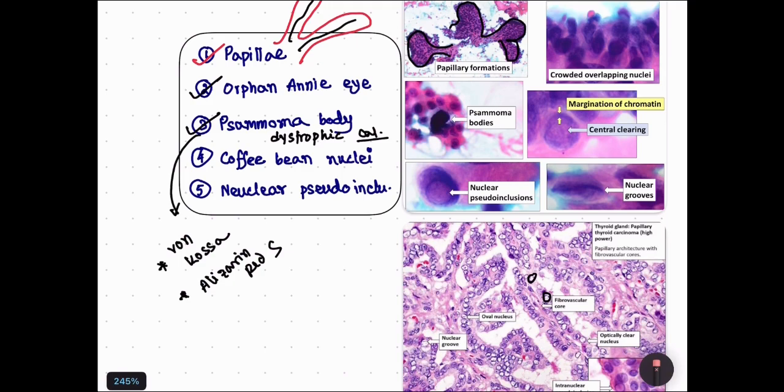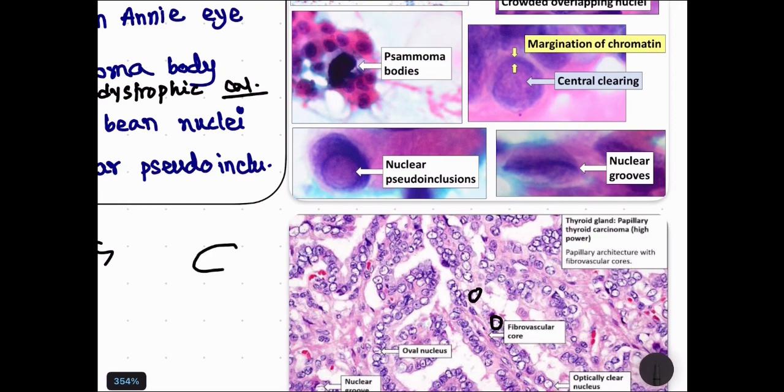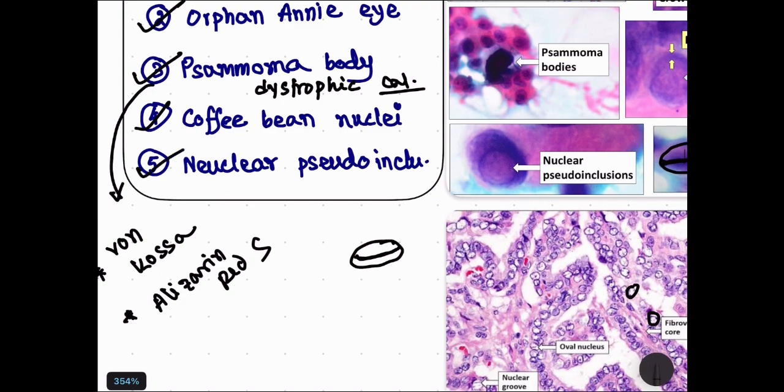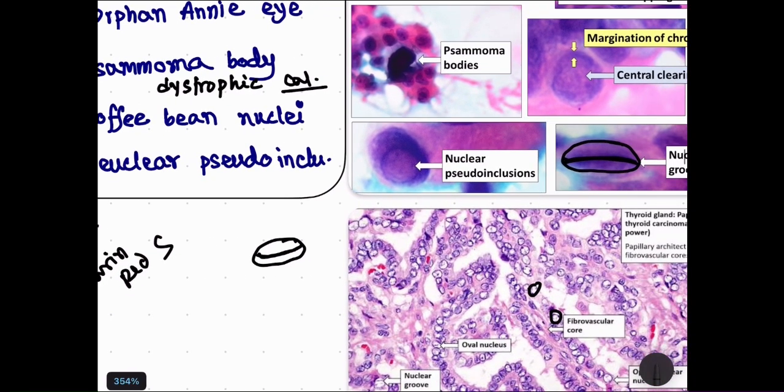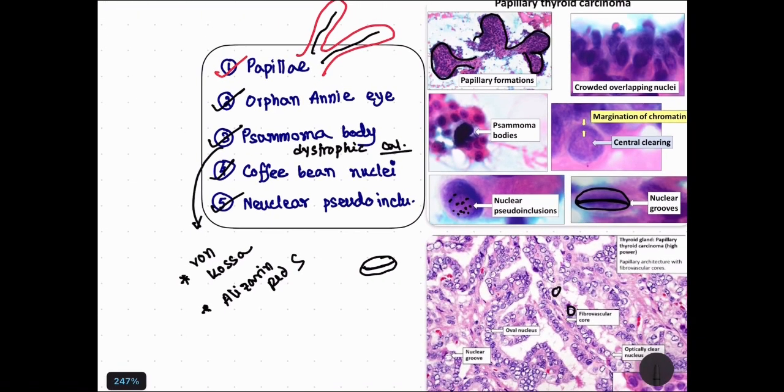Next is coffee bean nuclei. You see these nuclei; they have a horizontal groove inside. This is the nucleus, and it has a horizontal groove inside. That is what is known as nuclear grooving or coffee bean nuclei. Coffee bean nuclei are also seen in Brenner's tumor and granulosa cell tumor of the ovary. Next, nuclear pseudo inclusions: you can see that the nucleus has pseudo inclusions inside. Just remember these three: papillae, Orphan Annie nuclei, and Psammoma bodies.